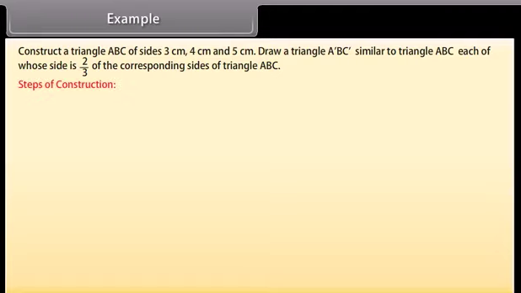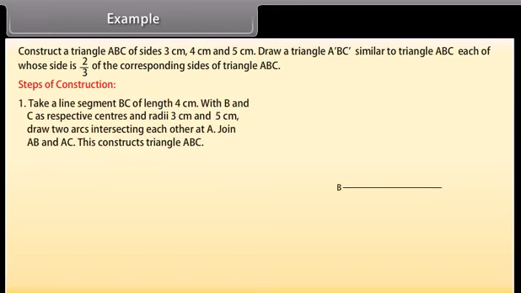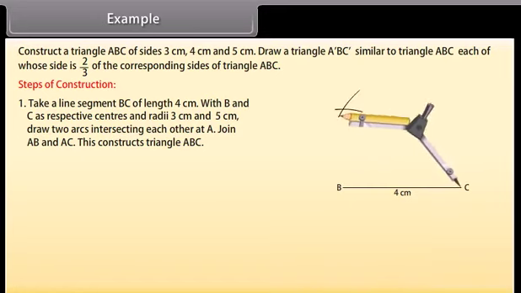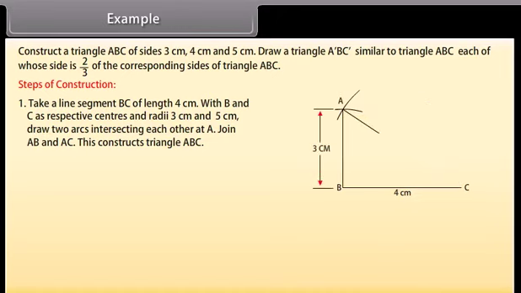Steps of construction. Take a line segment BC of length 4 cm, with B and C as respective centers and radii 3 cm and 5 cm, draw two arcs intersecting each other at A. Join AB and AC. This constructs triangle ABC.